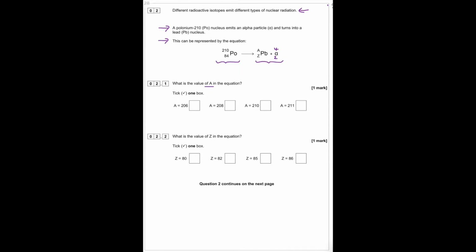So if we've got to work out the value of A in the equation, which is the atomic mass of the lead, it's going to be 210 take away 4, which is 206, because 206 plus 4 equals 210. Then if we look at the atomic number, we've got 84, which produces an alpha particle of atomic number 2. So 84 take away 2 is 82. And 82 plus 2 is 84, which is the atomic number of the polonium.